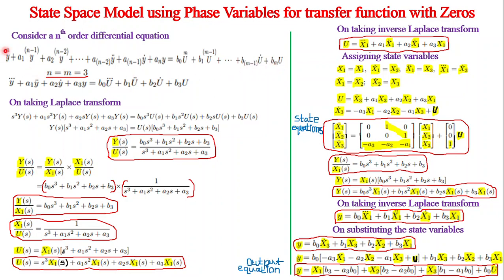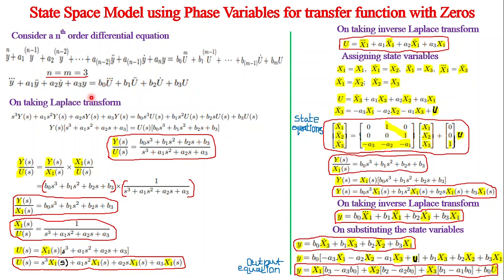To understand this still better, we will use some numbers instead of n and m. Always when we use numbers instead of variables, it is easier for us to analyze. So n and m are both equal to 3. y triple dot, a1 y double dot, a2 y dot, a3 y equal to b0 u triple dot plus b1 u double dot plus b2 u dot plus b3 u.